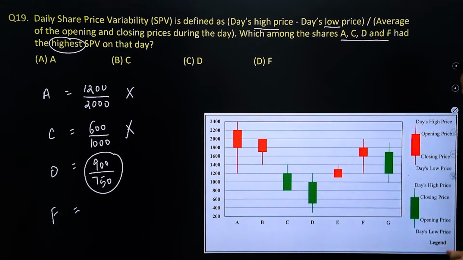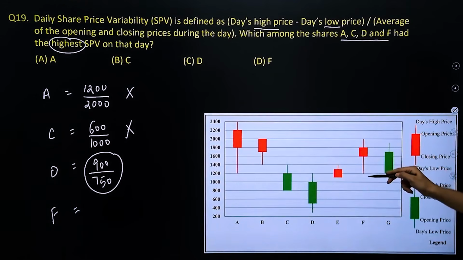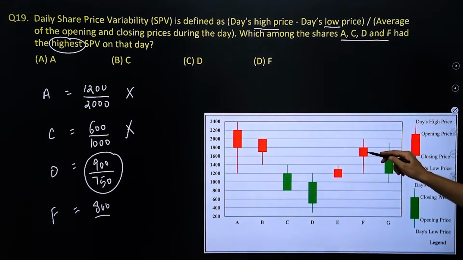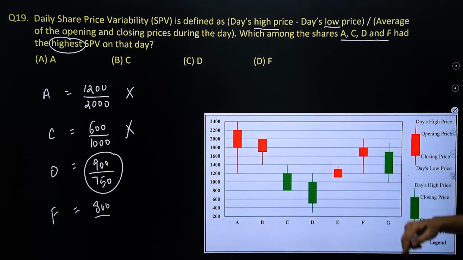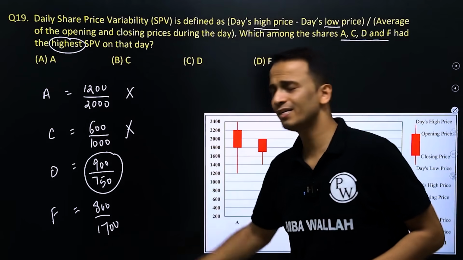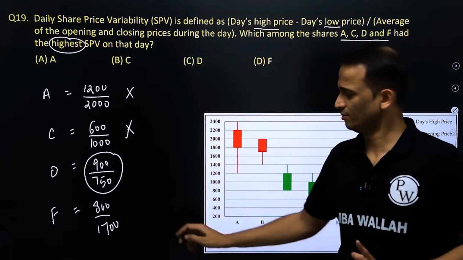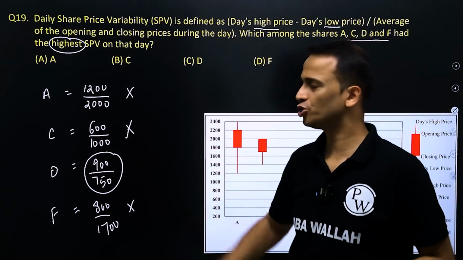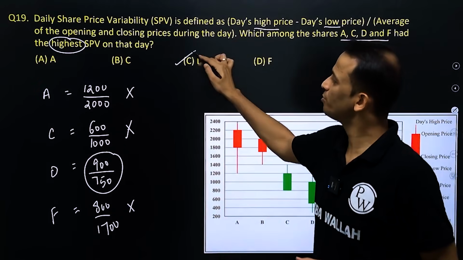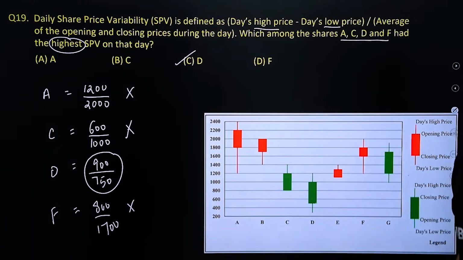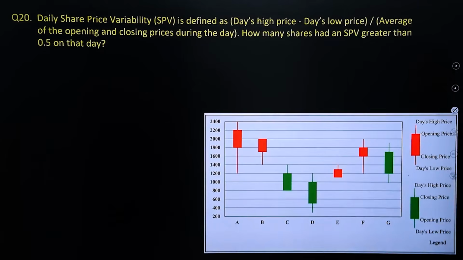Last for F, where is F? F is 2000 minus 1200, so that is 800, divided by a value somewhere between 1600 and 1800, that is 1700. No need to even write this value because this is less than 1. Numerator is smaller, denominator is bigger. Cancel. Answer should be D. Right. So option C, that is share D, is the correct answer. Perfect. Let's move on to the second question.